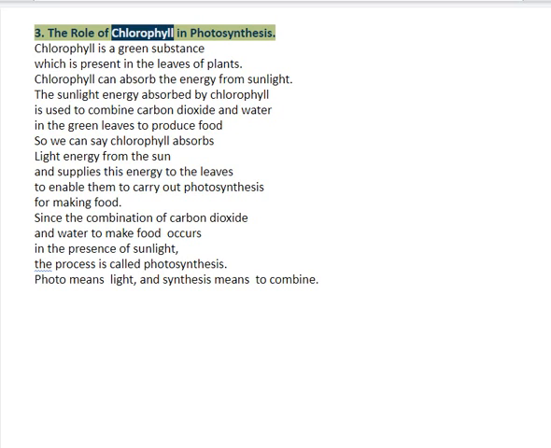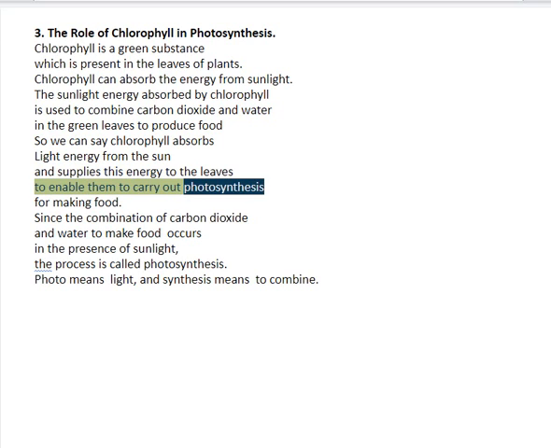3. The role of chlorophyll in photosynthesis. Chlorophyll is a green substance which is present in the leaves of plants. Chlorophyll can absorb the energy from sunlight. The sunlight energy absorbed by chlorophyll is used to combine carbon dioxide and water in the green leaves to produce food. So we can say chlorophyll absorbs light energy from the sun and supplies this energy to the leaves to enable them to carry out photosynthesis for making food.